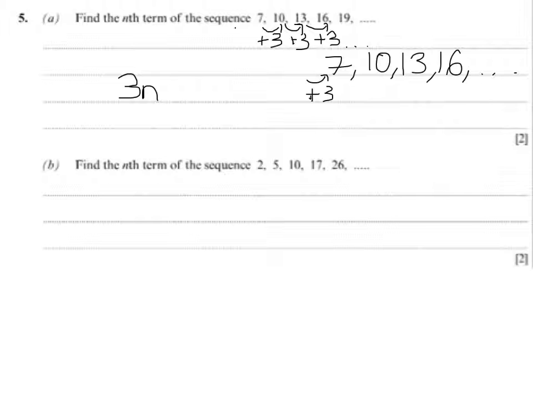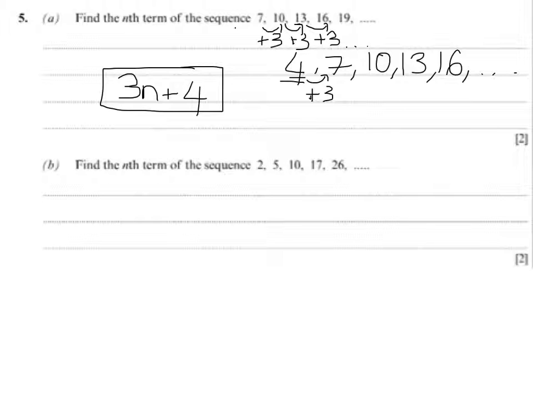Remember, we're adding 3 each time, so the number that would come before 7 would be 4, and that is the number that you add to the end of your nth term. So the answer is 3n plus 4. The 3 comes from the fact we're adding on 3 each time, and the 4 comes from the fact that that would be the 0th term, the term before 7. So that's part A, that's a linear sequence.